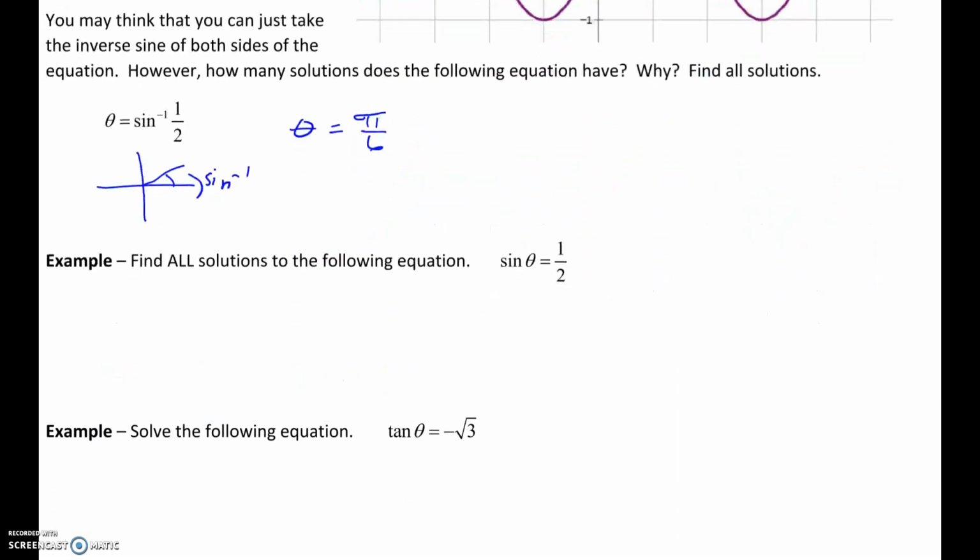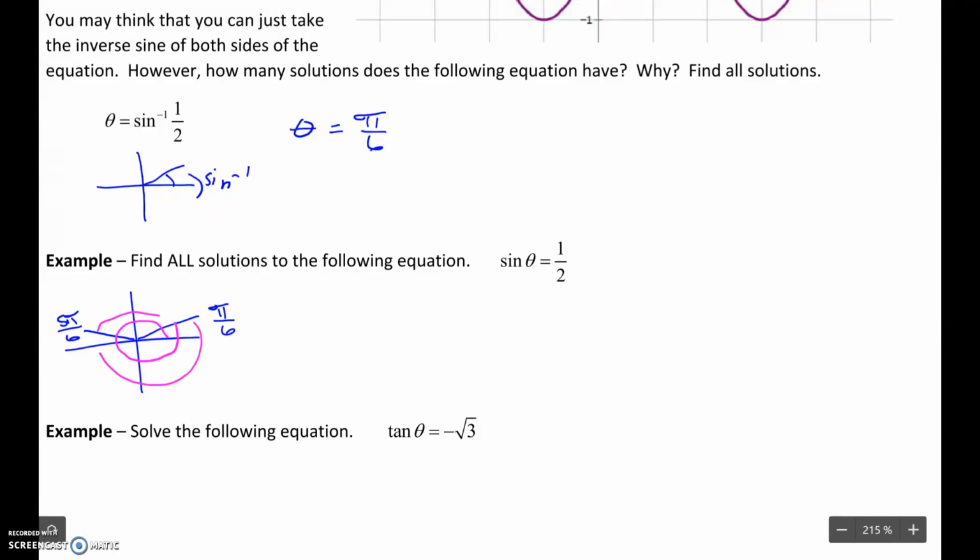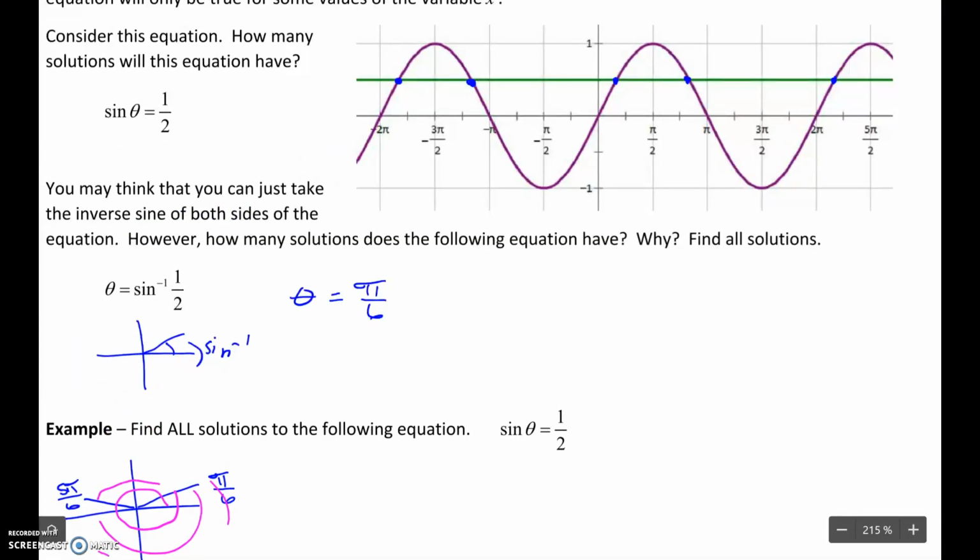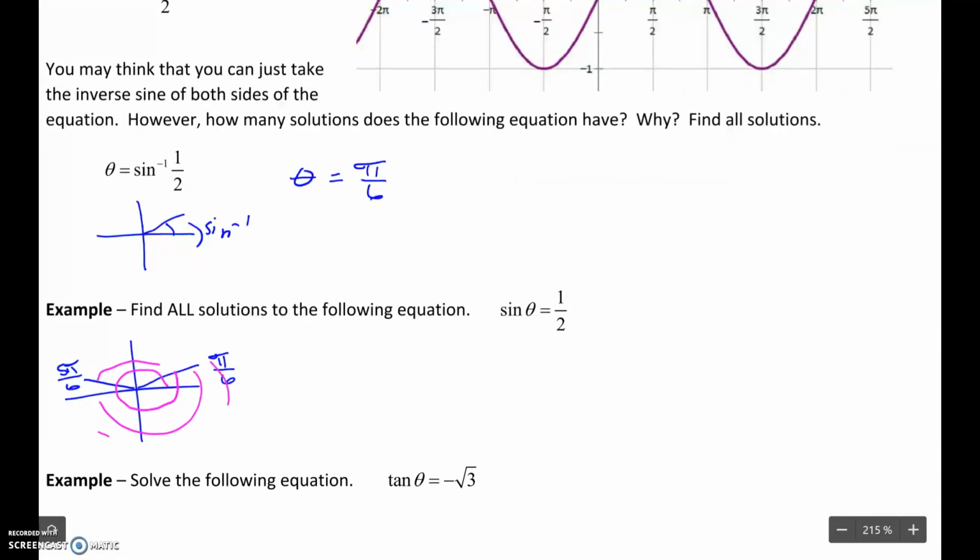So to find all solutions where your sine is 1/2, let's make our little picture. Sine is positive 1/2 right here, and sine is positive 1/2 right here. Those angle values are pi over 6 and 5 pi over 6. But what if I go around the circle again? I start here and go all the way around and hit pi over 6 again, or I keep going and hit 5 pi over 6 again, over and over. There's an infinite number of solutions, just like up here, you have one here and here and here and so on and so on.